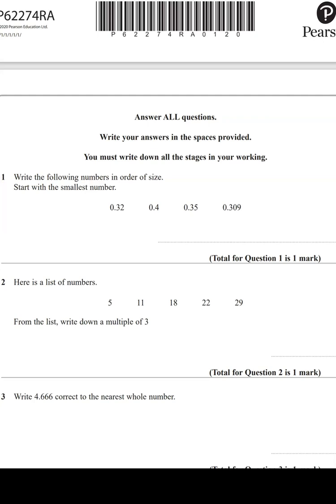So, if we start with the smallest first. First number is a 3, that's a 3, that's a 3, that's a 3, that's 3 0. So it's 0.309. That's that one done. You can cross them out like that as well. Next one, because that's got a 2, that's got a 5. 0.32, 0.35, and 0.4.